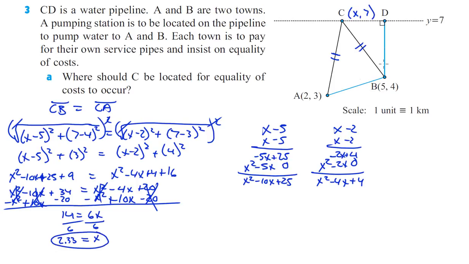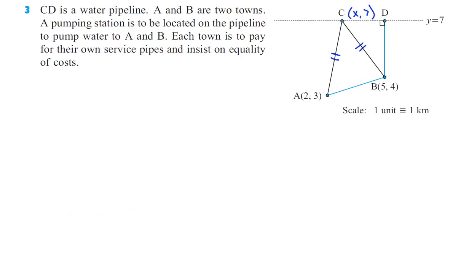Okay, so we now know that for this point to be equal, it is going to have to be, let's see, I gotta get my pen back. Here we go. Oh, it doesn't work. All right, so we know that point's going to have to be at (2.33, 7) for it to be equal. Okay? Let's try the next question.